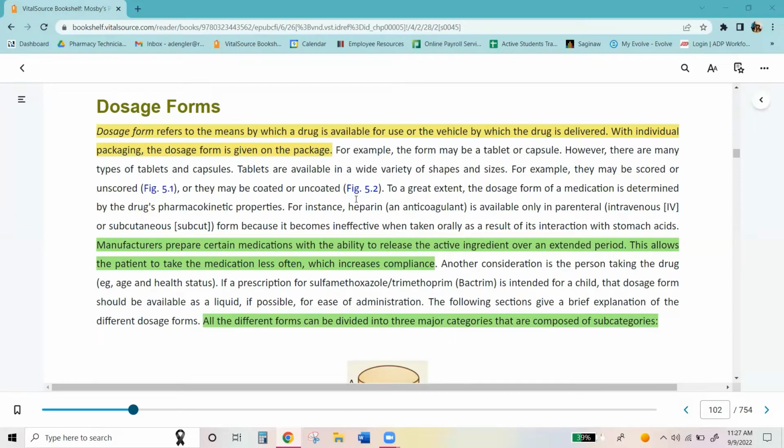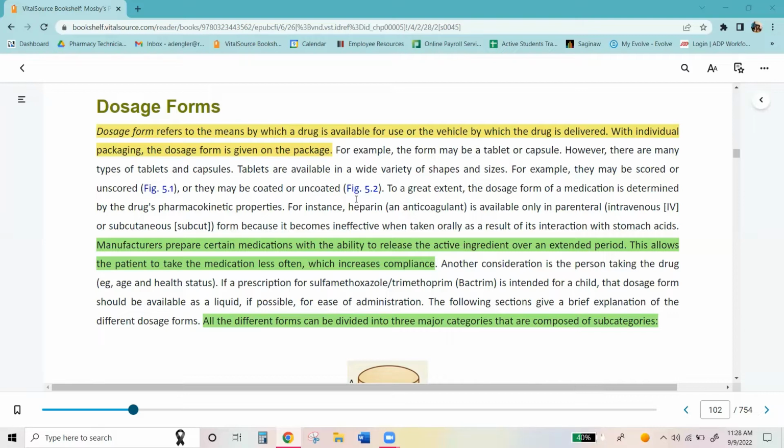A lot of people ask me that about insulin. Why does insulin have to be injected? How come they haven't come out with a pill for insulin? And that is exactly why. Insulin would not make it through the process of processing it through our body with our stomach acid. It would be ineffective.